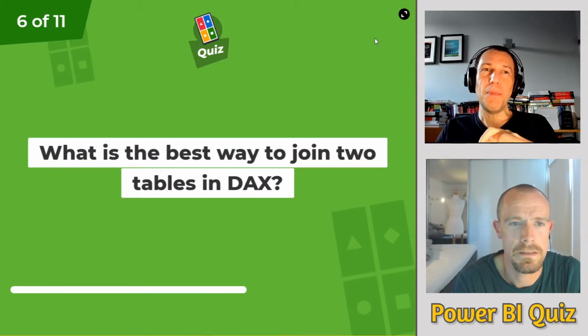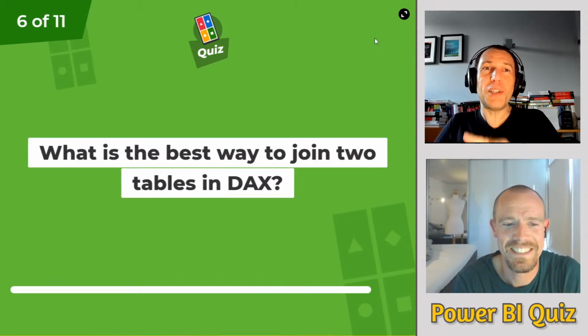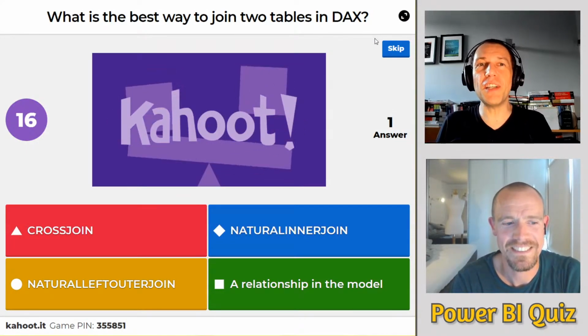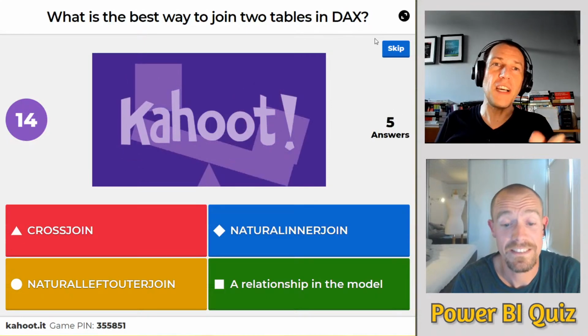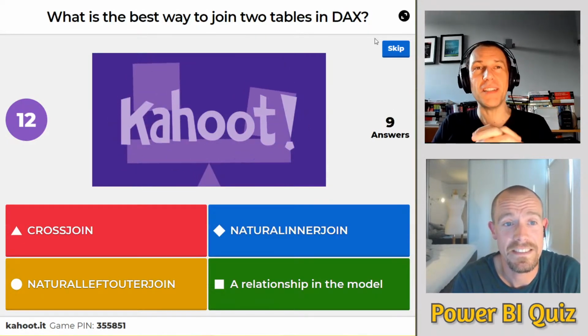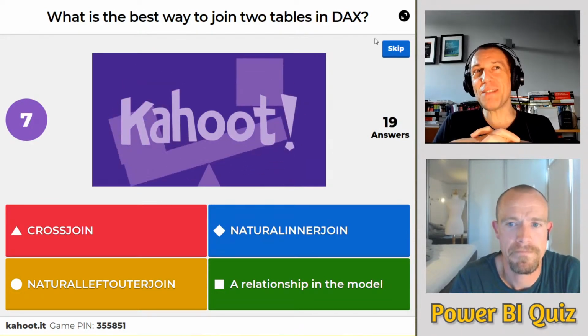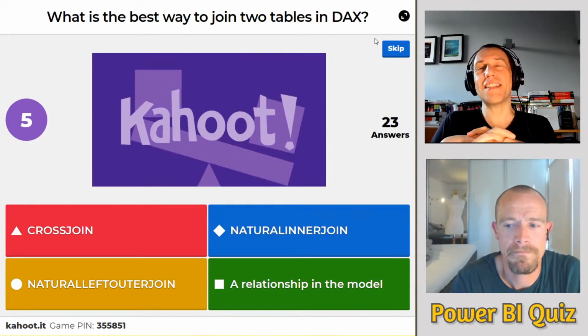And here, double points. What is the best way to join two tables in DAX? You can use CROSSJOIN, you can use NATURALINNERJOIN, you can use NATURALLEFTOUTERJOIN, you can use a relationship in the model. What is the best way to join two tables in DAX?